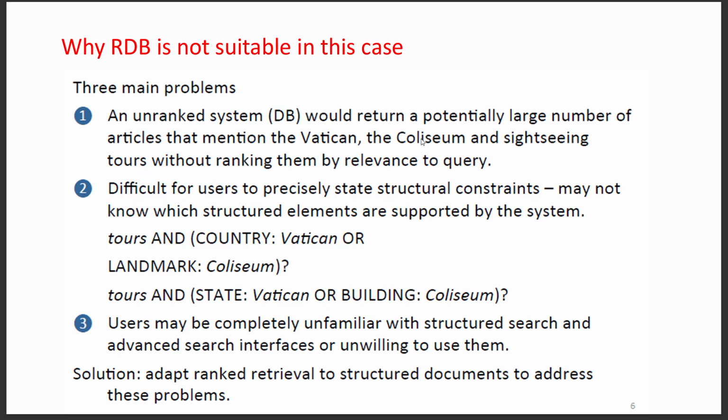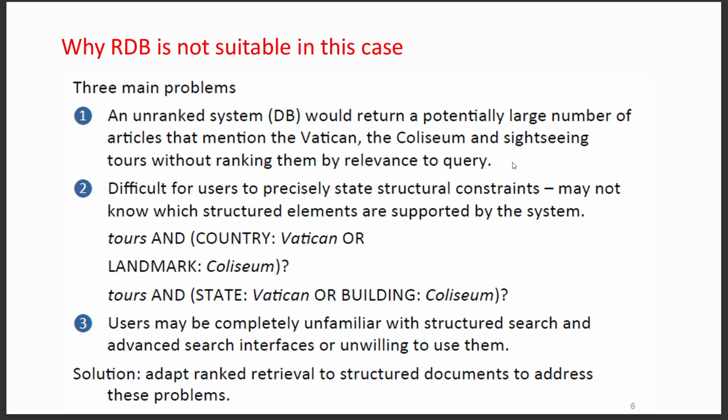An unranked system would return a potentially large number of articles that mention the Vatican, Colosseum, sightseeing tours, without ranking them by relevance to the query. Suppose a query is given, and an unranked system returns a large number of documents without even ranking them, there might be redundancy and so on. That is one of the issues. Another is that we should not build only for structured data. If our IR system works only for structured data, then our application will fail in many circumstances. That is the simple note.